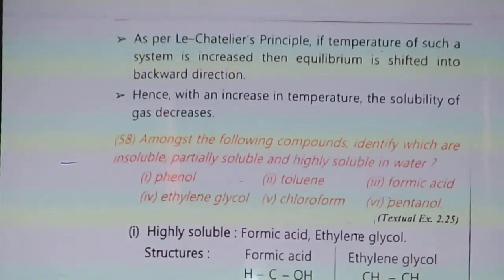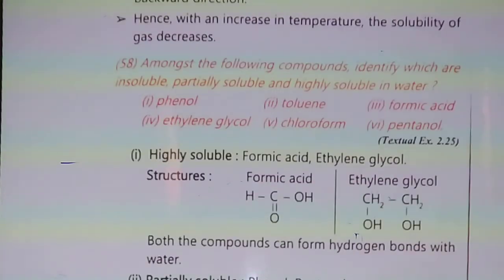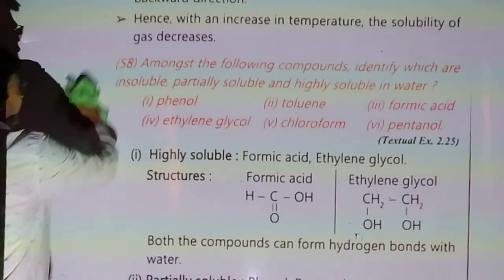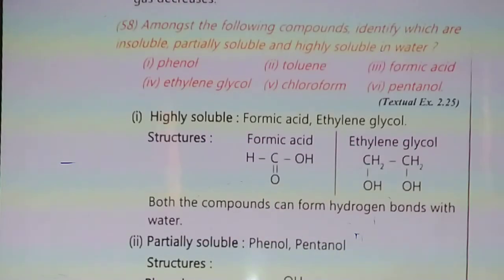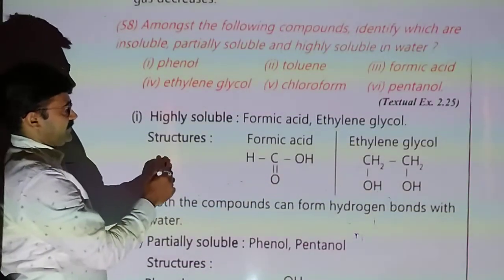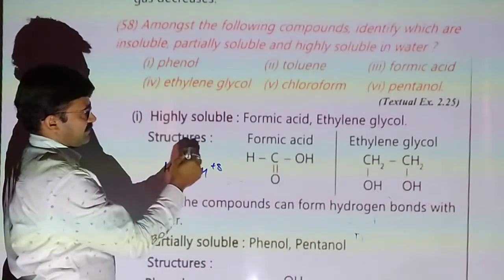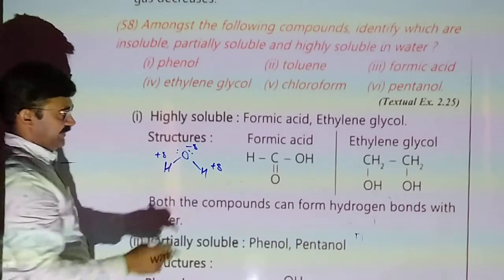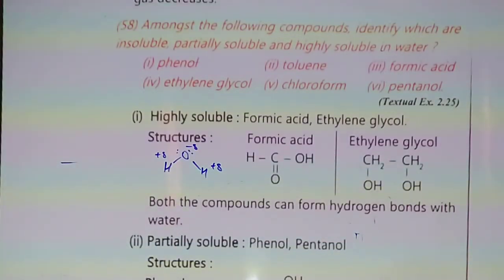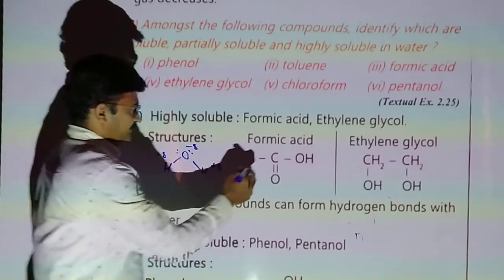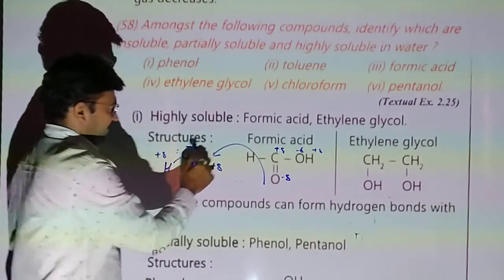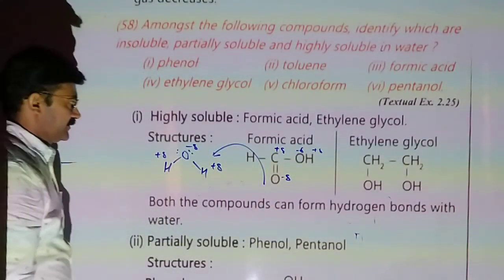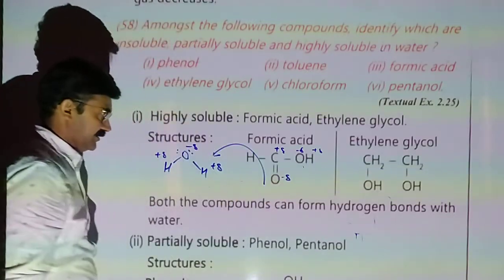Among the following compounds, identify which are insoluble, partially soluble and highly soluble in water. Most of the time the question is which one is highly soluble. Yes, formic acid. Our water is polar by nature. Oxygen is partially negative, hydrogen is partially positive. Formic acid is polar by nature, so it easily dissolves in water.